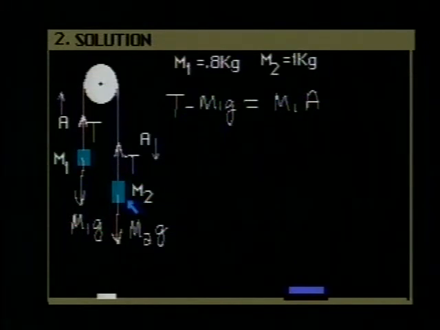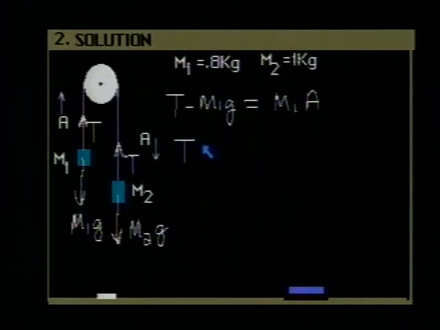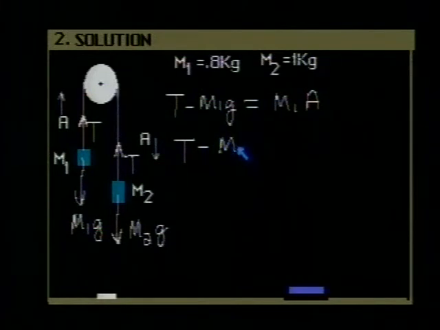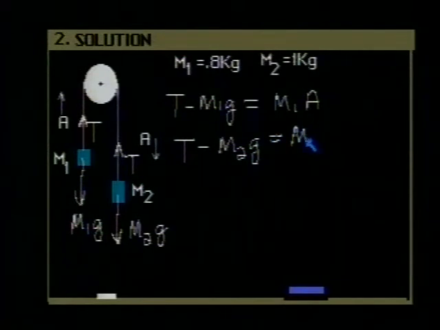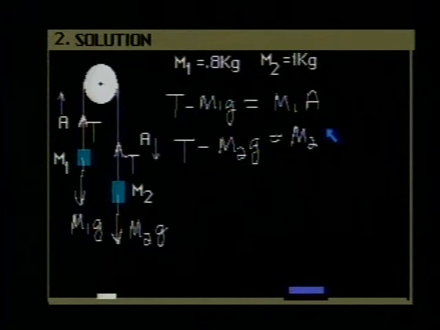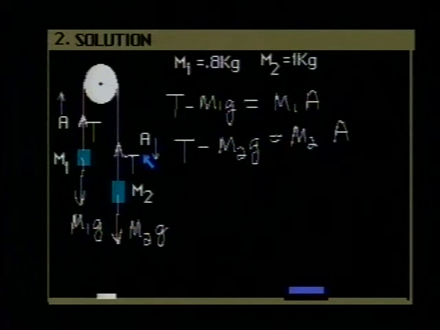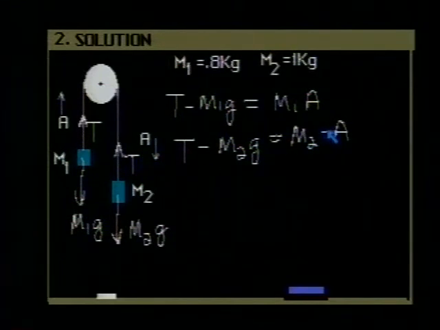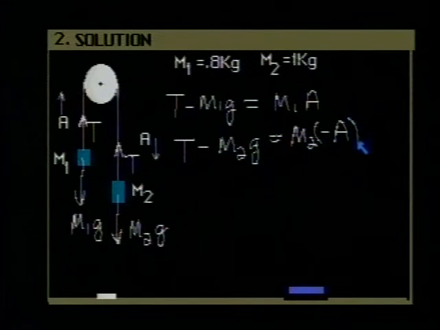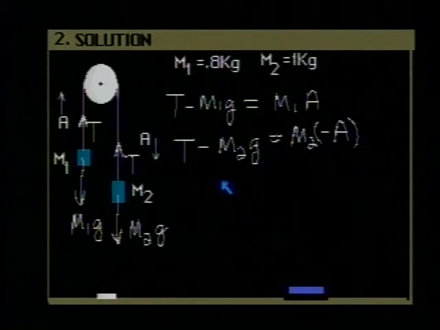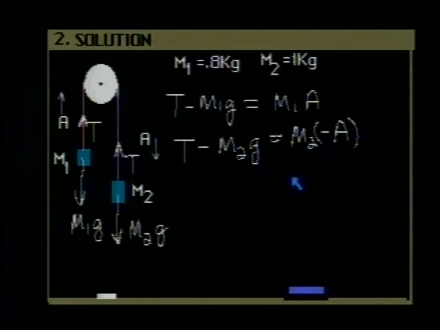Writing Newton's second law for mass M2, we would have, again, upwards T, downwards M2G is equal to M2 times A. And I want to be careful here. This acceleration for M2 is downwards, so I'm going to indicate that with a negative sign in front of it. So now we have two equations and two unknowns. We can solve this simultaneously for either one of the unknowns. Let's solve first for A. We're asked for that in part A of our problem.